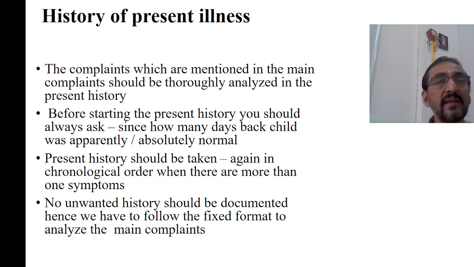Suppose the patient is having fever since the last 10 days, abdominal pain since the last 5 days, and vomiting since the last 1 day. Now first take the fever. The patient was apparently normal 10 days back. Then he started with the fever. Look at the onset of the fever, the progression, the character, the severity, and the aggravating and relieving factors of the fever. Take the history of diurnal variation related to the fever, the effect of the food on the fever, associated symptoms with the fever, and any other extra information.